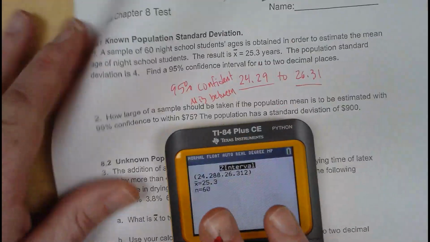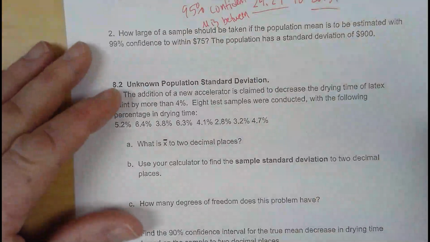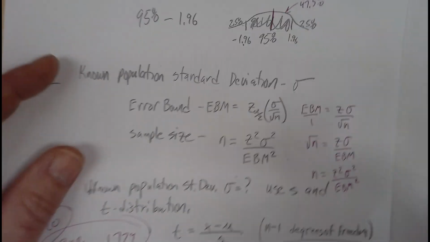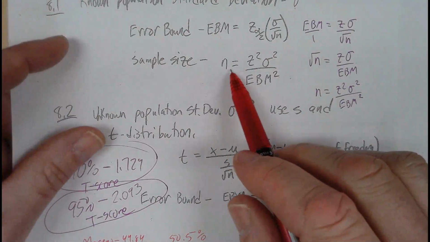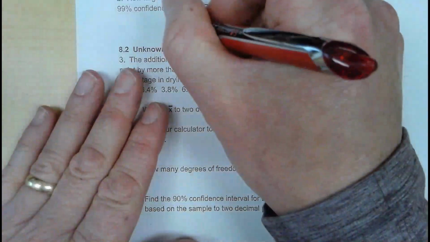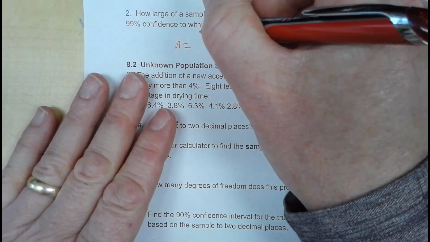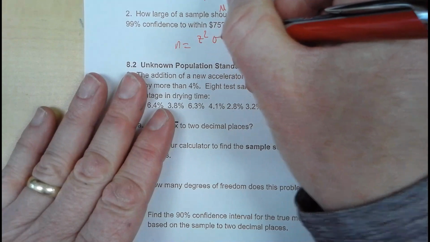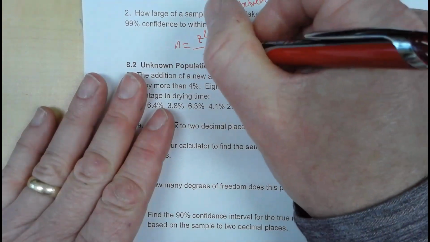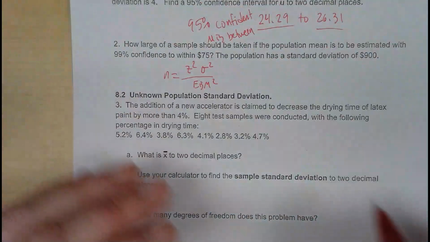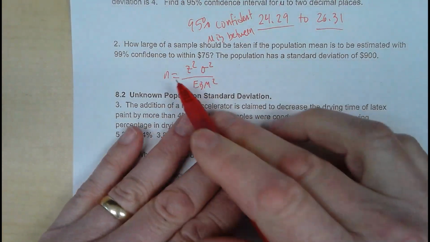The next question is how large of a sample do I need to do? And that comes from this formula right here in the formula page. So sample size is the z-score squared, standard deviation squared, and the EBM squared. So n is equal to the z-score squared, the population standard deviation squared, and the error bound squared.